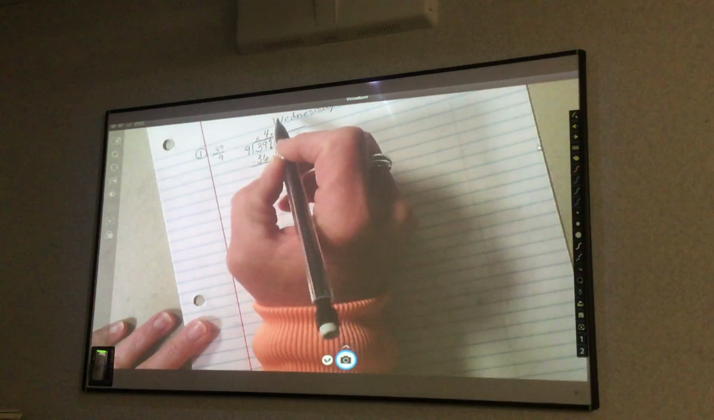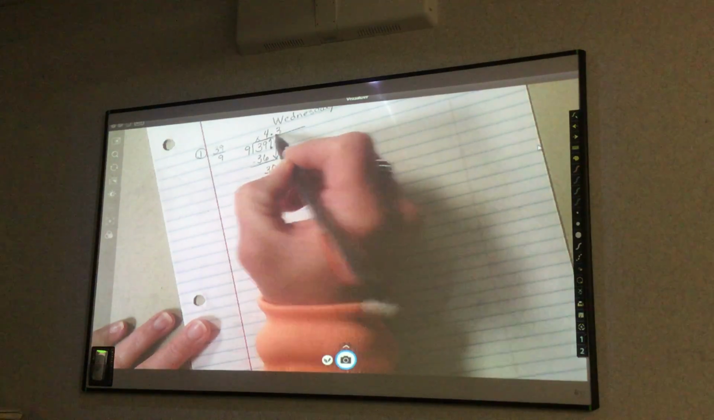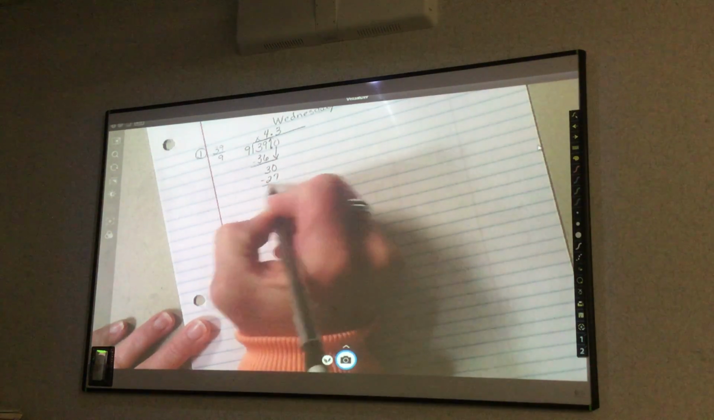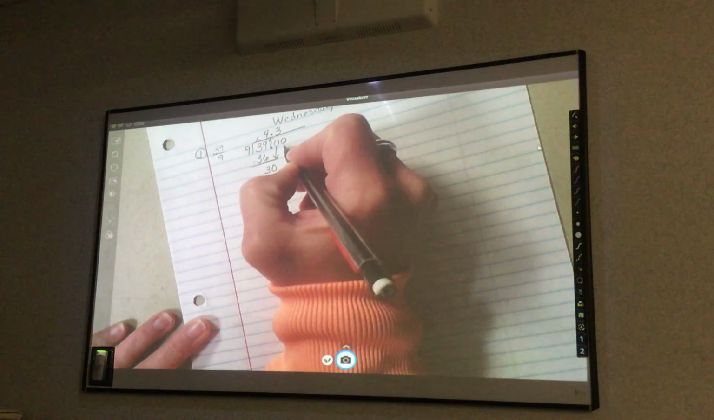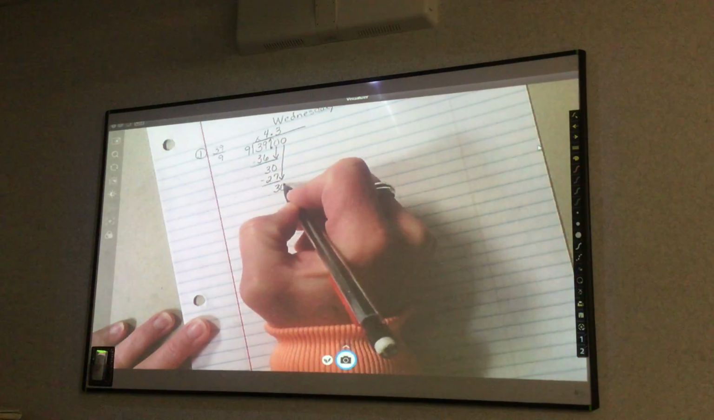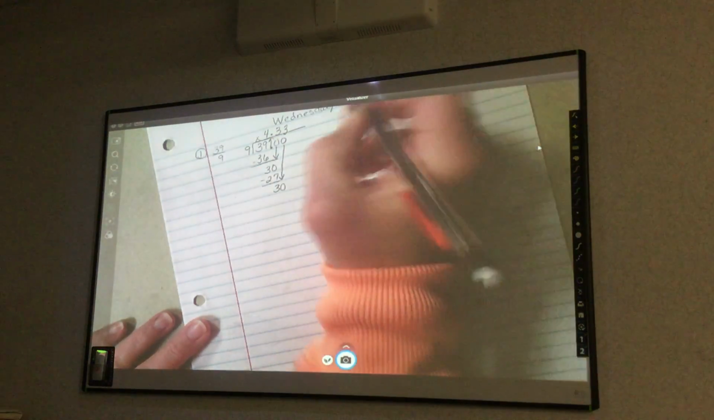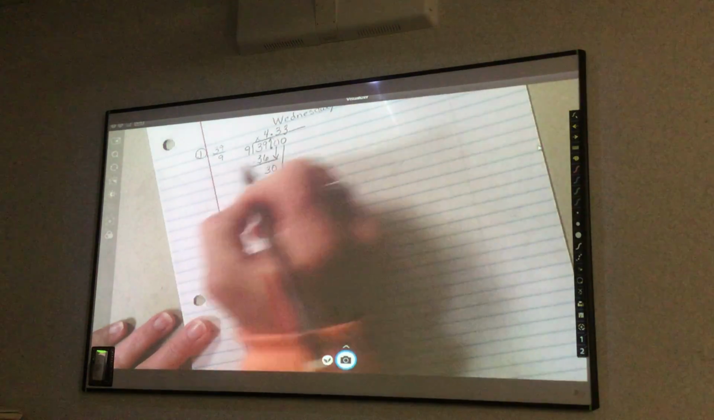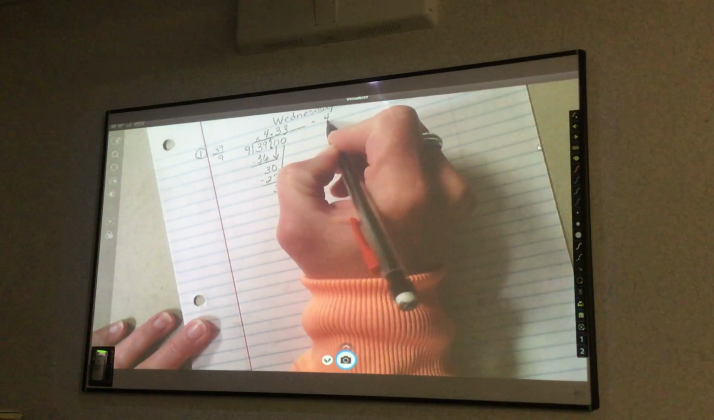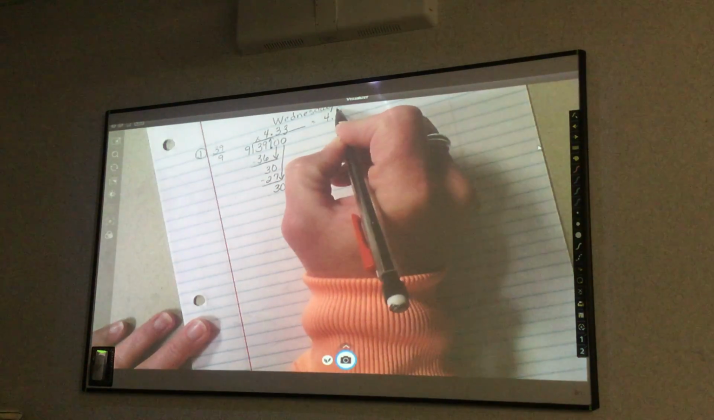9 goes into 37, 3 times, which is 27. So I have 3 left. Add another 0. 9 goes into 30, 3 times. So when I write it as a repeating decimal, I'm going to write it as 4.3 with a line over the 3.